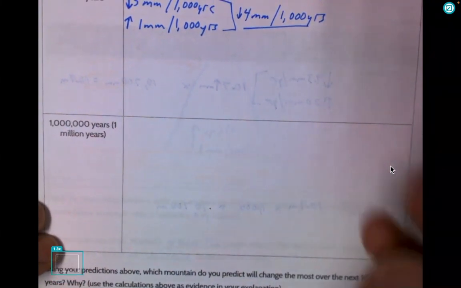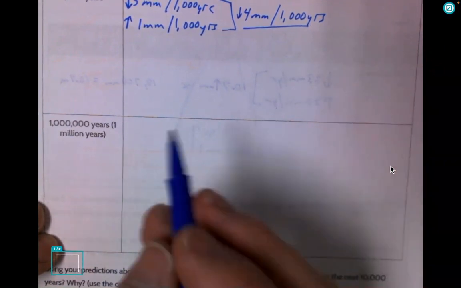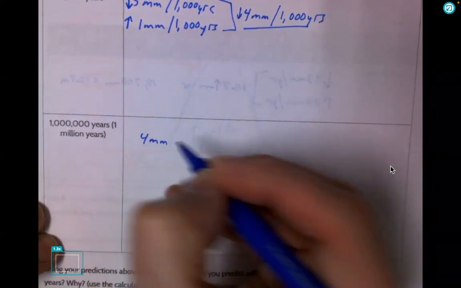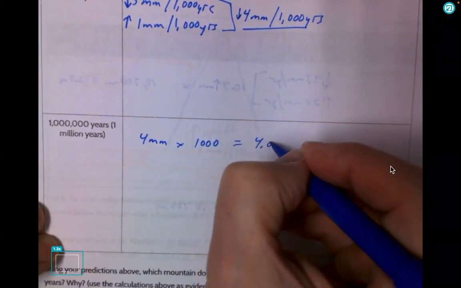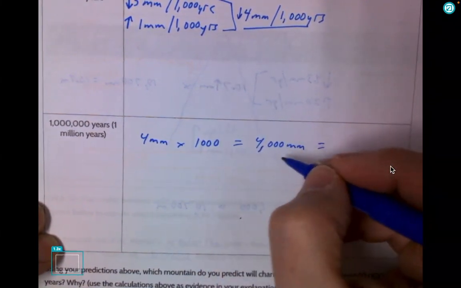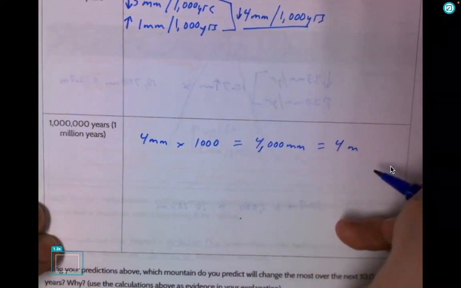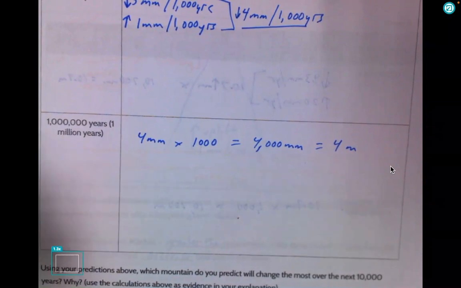The second one, we wanted to do what about a million years? Well, like we did in the last one, a million years is really 1,000 thousand years. So we take the 4 millimeters times 1,000. That'll give us 4,000 millimeters. 4,000 millimeters is just 4 meters, which is roughly about 12 feet. So Mount Mitchell will go down about 12 feet in a million years. Okay. So you can just copy all that stuff down. We just calculated it out for you.